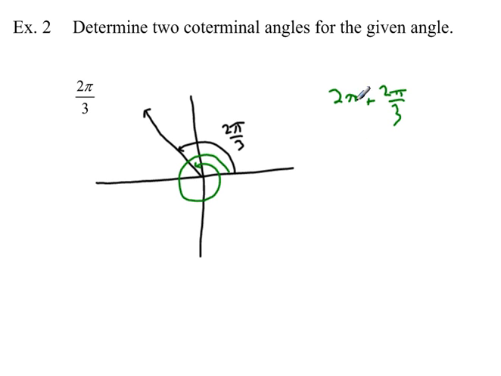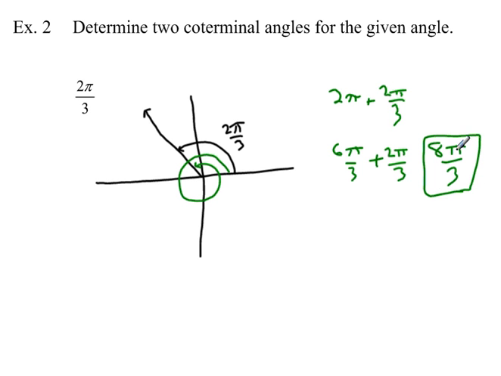Okay, and if we add these quantities, I'm just going to write this in a different form, 6 pi over 3 plus 2 pi over 3. We get another coterminal angle, 8 pi over 3. And there would be one possible solution. Well, if you think about this, we could continue to add 2 pi or 6 pi over 3. So 14 pi over 3, 20 pi over 3. Any of those quantities would give you a coterminal angle.